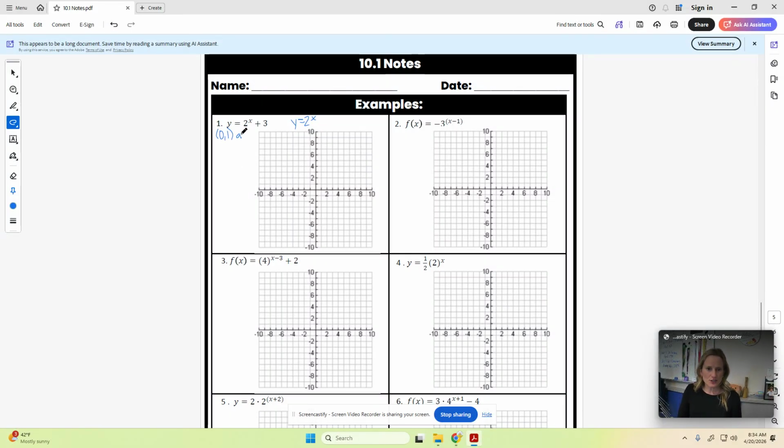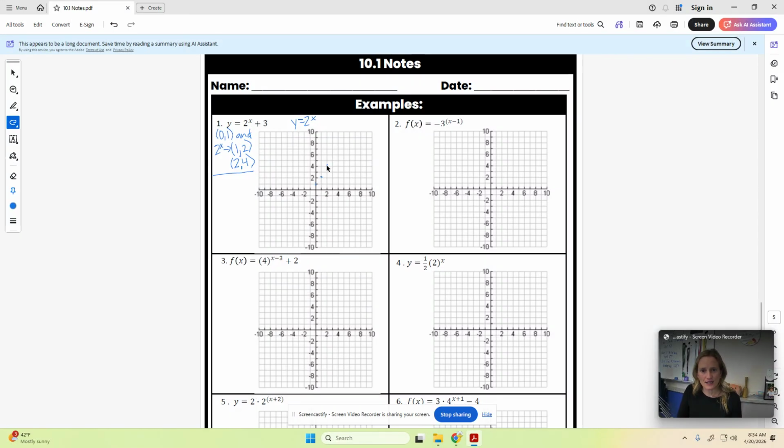I also want to make sure I know a couple points on this parent function. For 2 to the x power, when x is 1, that's 2 to the first power, which means I have a point at (1, 2). And when x is 2, that would mean 2 squared, so I have a point at (2, 4). Those 3 points are going to help me guide my graph. So I want to go ahead and plot those 3 points of this parent function. I have my y-intercept, I have a point at (1, 2), and then I have a point at (2, 4).